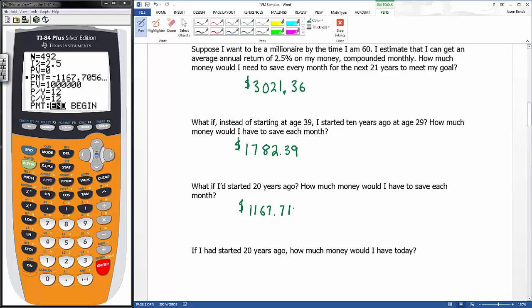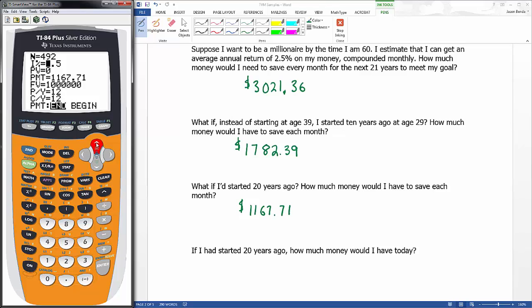Now, look at the last question. It says, if I had started 20 years ago, how much money would I have today? So this says I'm going to go back to starting 20 years ago. So here's the monthly payment that I'm putting in, this $1167.71. If you want, I can retype this, $1167.71. And I want to know how much money I would have today.